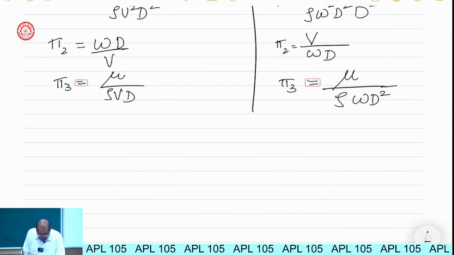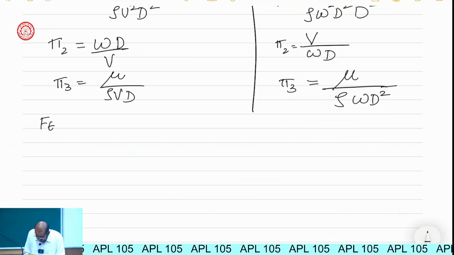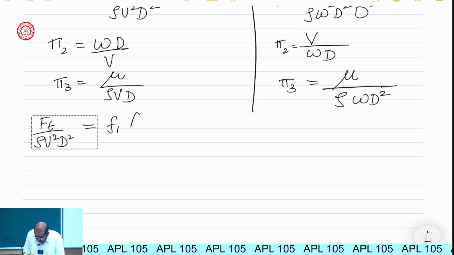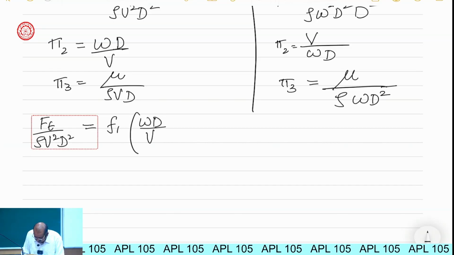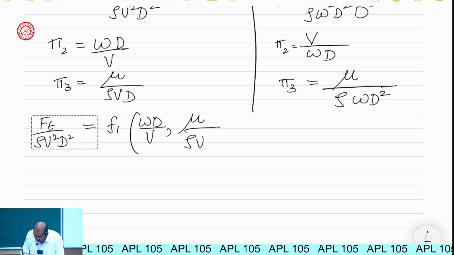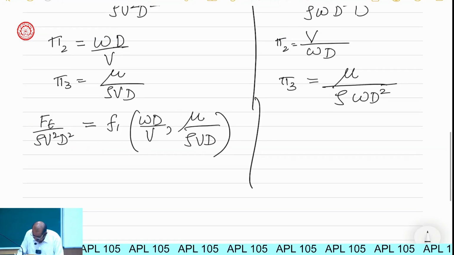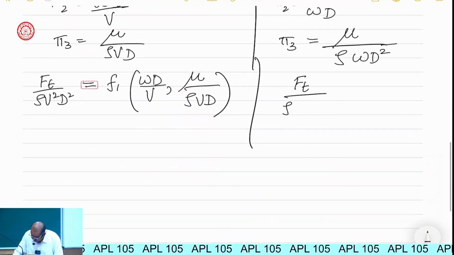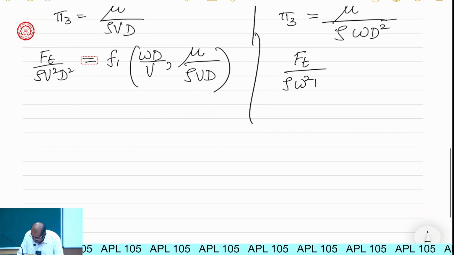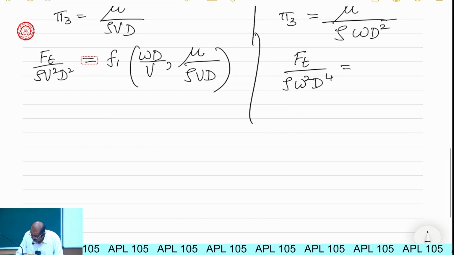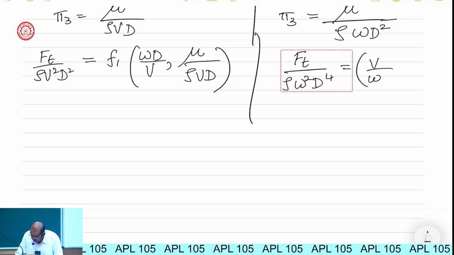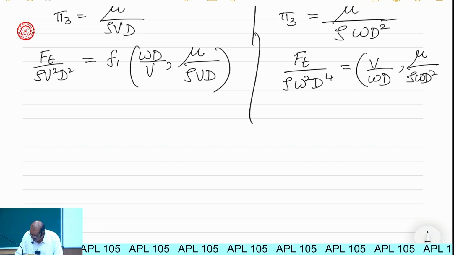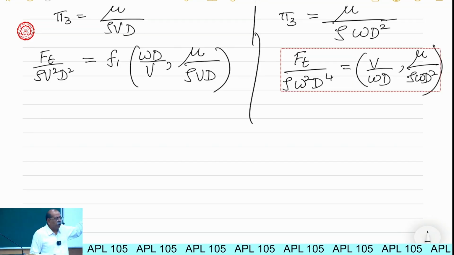So the non-dimensional relationship is Ft divided by rho v square d square is some function of omega d by mu and mu by rho vd. And in this case, what we will get is Ft divided by rho omega square d4 is a function of v by omega d and mu by rho omega d square. Both are equally acceptable.